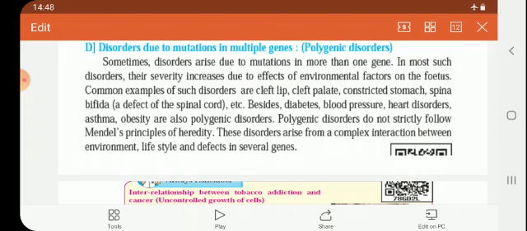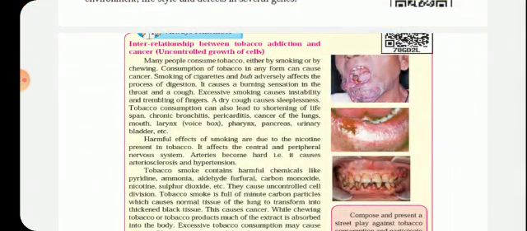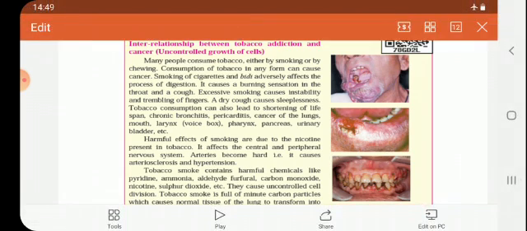Okay children, this is all about the various diseases that occur in the organism. After that, last is the interrelationship between tobacco addiction and cancer. Many people have the habit of taking tobacco in various forms, direct tobacco or through cigarette or bidi. You know that it has an adverse effect on our body. It affects the process of digestion. It causes a burning sensation in the throat and cough.